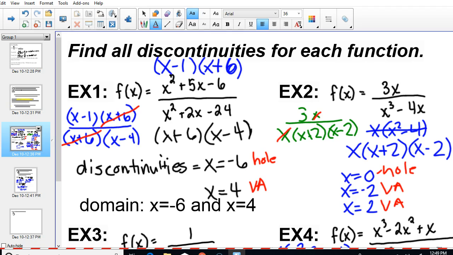Except I wrote equals because I'm typing, so just put a slash through your equals. There. So your domain is really just the same as your discontinuities. It's just x cannot equal -6 and x cannot equal 4. So if you've got your discontinuities correct, then that is your domain. Okay. Questions? All right, go ahead and work on that.